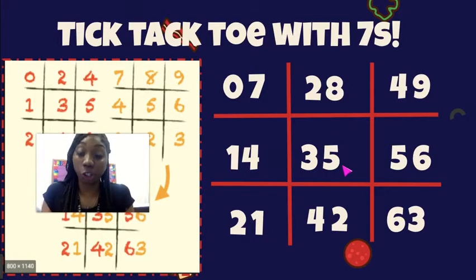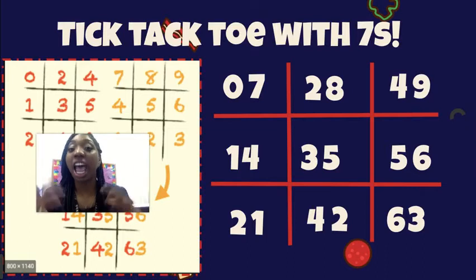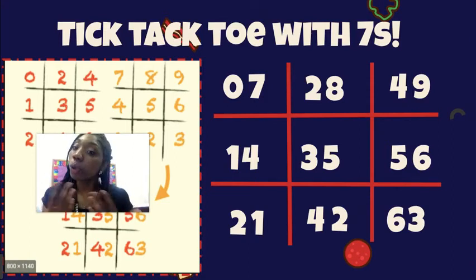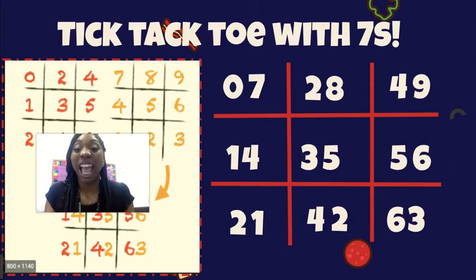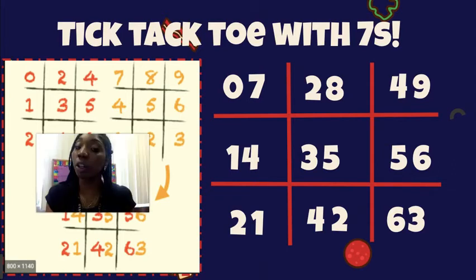7 times 5 is 35. 7 times 6 is 42. Can you see the 42 there? Great. 7 times 7 is 49. 7 times 8 is 56. And 7 times 9 is 63. And right there, my scholars, you have your 7 times tables. So from now on, we can use Tic Tac Toe to help us with our 7 times tables. And this will help us with our fluency.